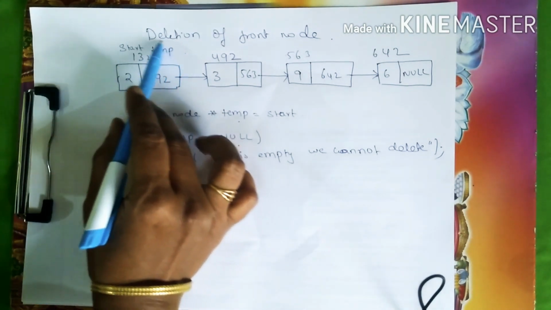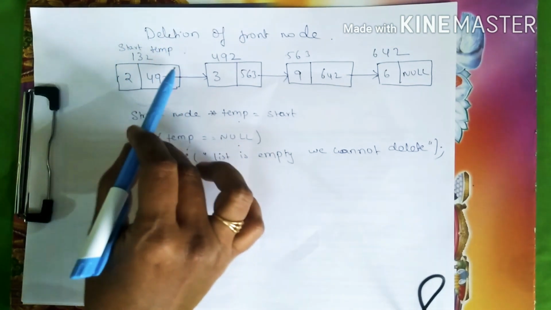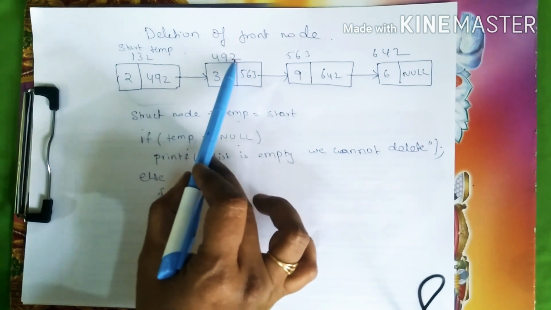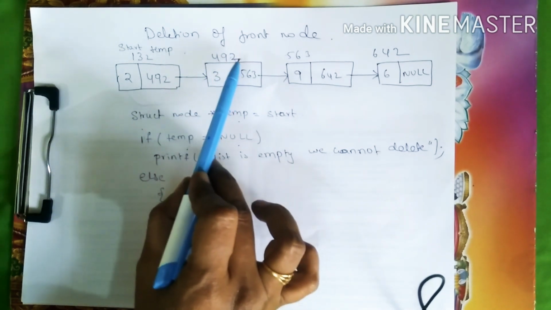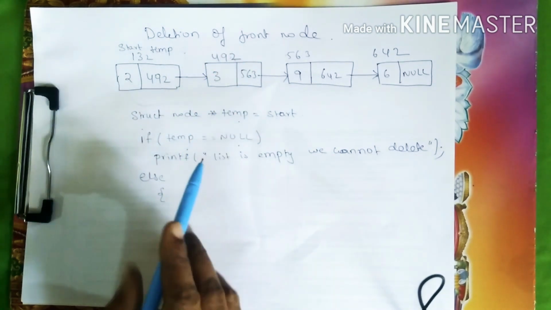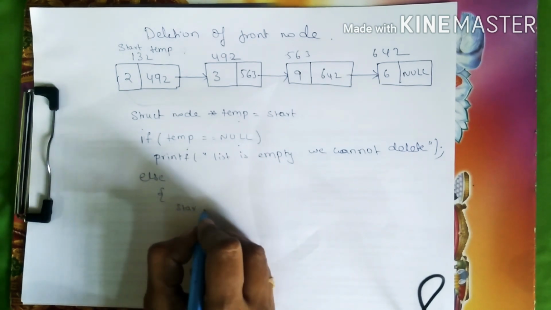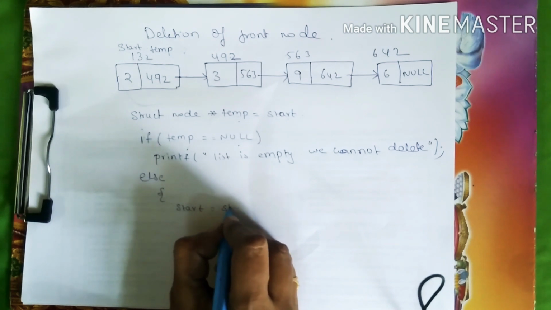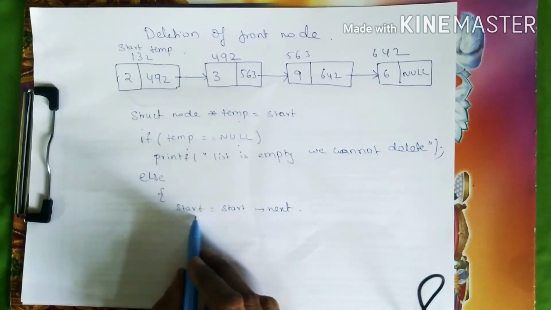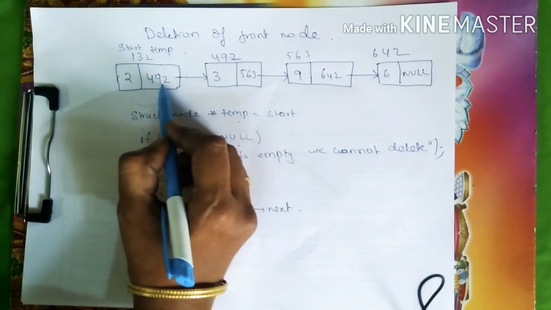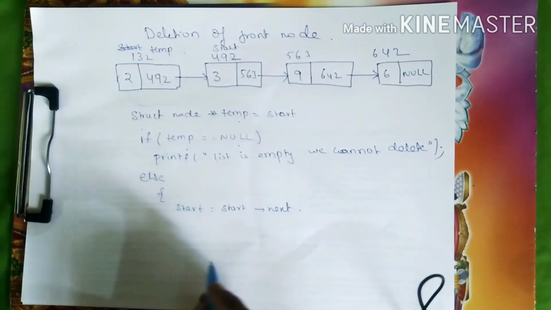So next, after deleting this node, if I say delete start, then what happens? This node will not have any name. So what we need to do? We have to move the start. Start is equal to start next. Then what will the start contain now? What is the start next? 492. Now start will contain 492.